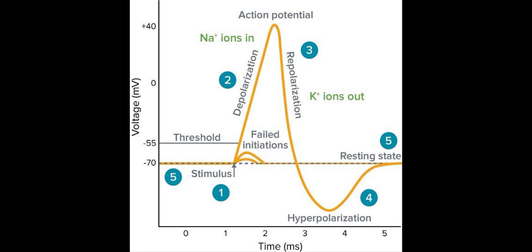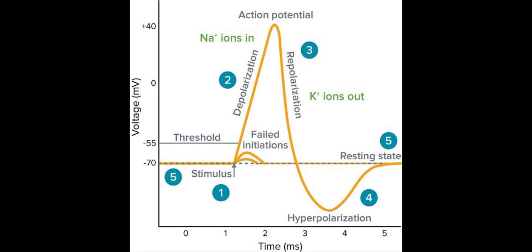As a result, membrane potential becomes less negative. And third stage is threshold. For an action potential to occur, the depolarization must reach a certain threshold level, typically around minus 55 millivolts. If the stimulus is strong enough to bring the membrane potential to or beyond this threshold, the neuron will generate an action potential.